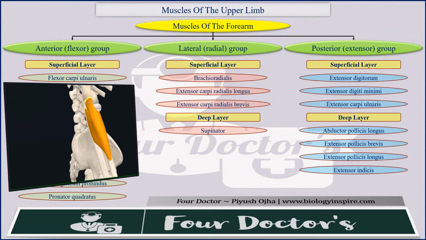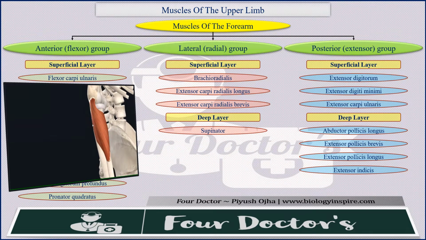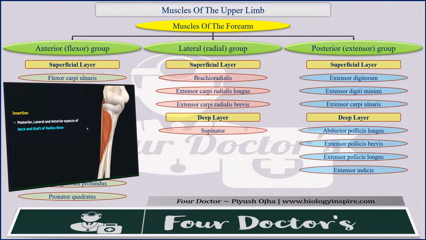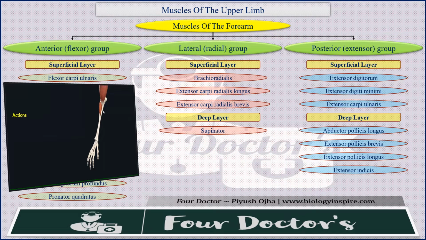And after origin, the fibers of this muscle travel inferolaterally over the elbow joint and spiral over the proximal 1/3 of radius to insert onto the posterior, lateral, and anterior aspects of neck and shaft of radius bone, as you can see. So let's proceed towards the actions performed by this muscle. The name of this muscle clarifies that this muscle is a supinator, and this muscle supinates the forearm at the proximal radio-ulnar joint.